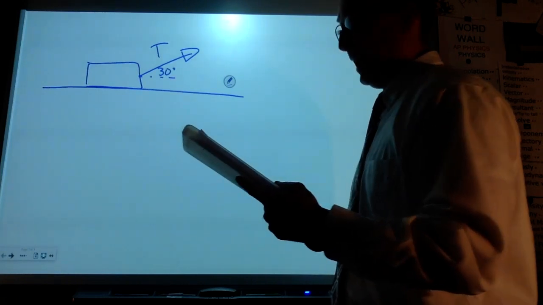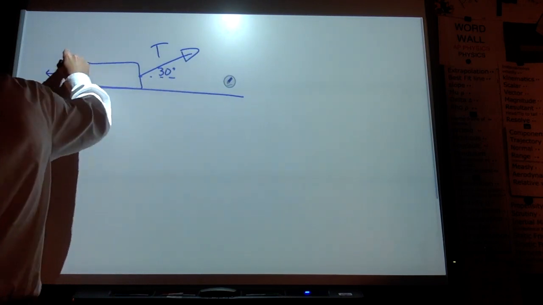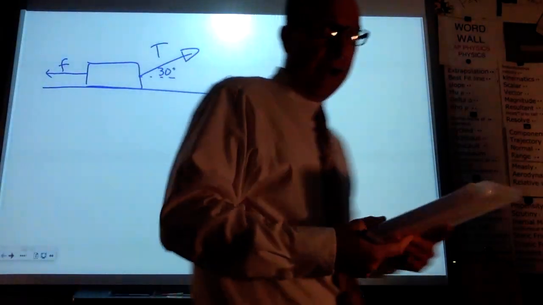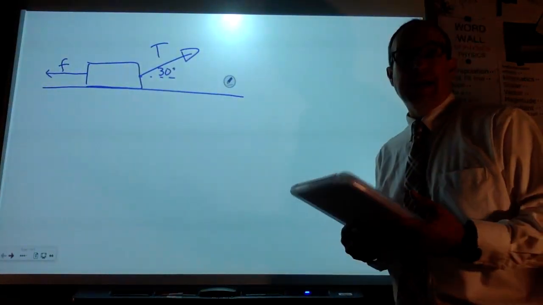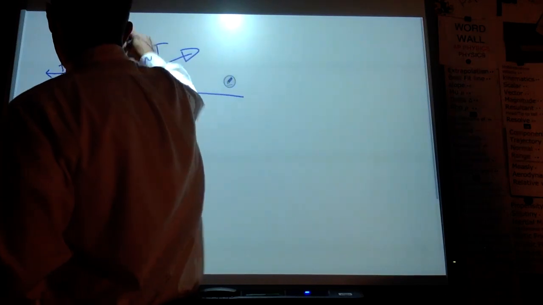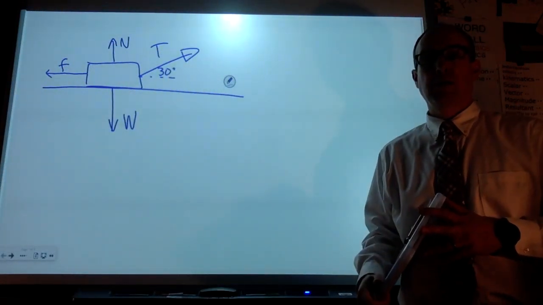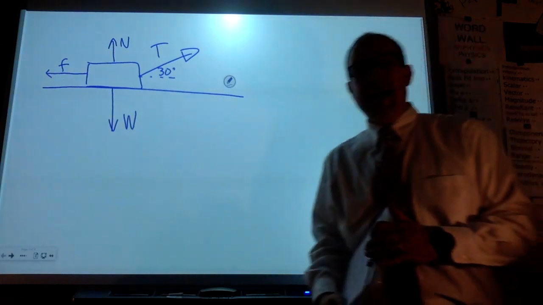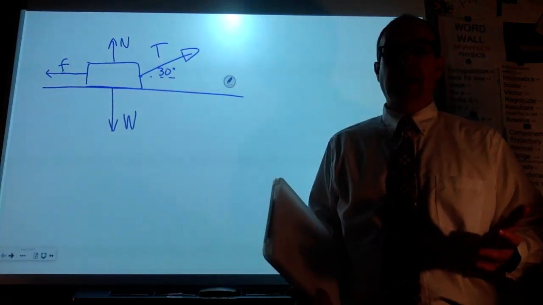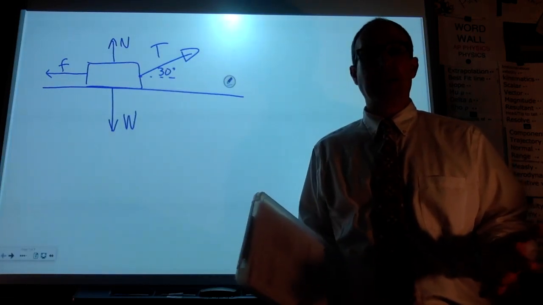It's going at a constant speed, so that means that there needs to be a force of friction that's balancing out the x component of the tension, and it's also going to have a weight and a normal. And these aren't going to be equal, because there's an extra force that's acting in the y direction, and that's going to be part of the tension. So part of the tension is actually acting in the y direction.